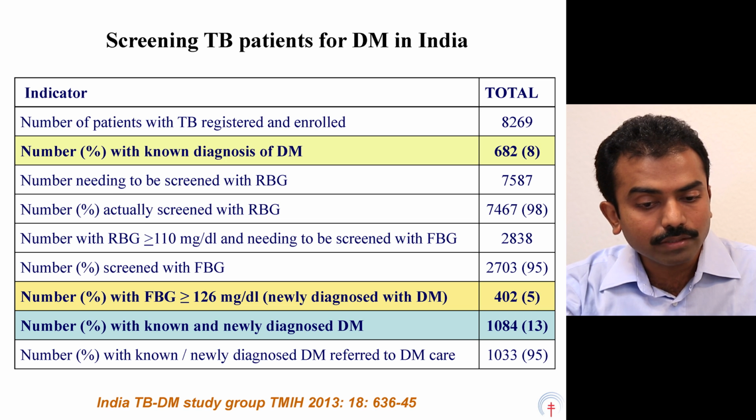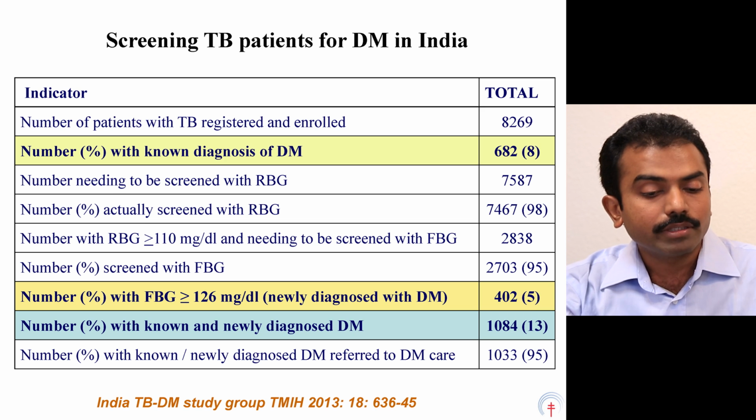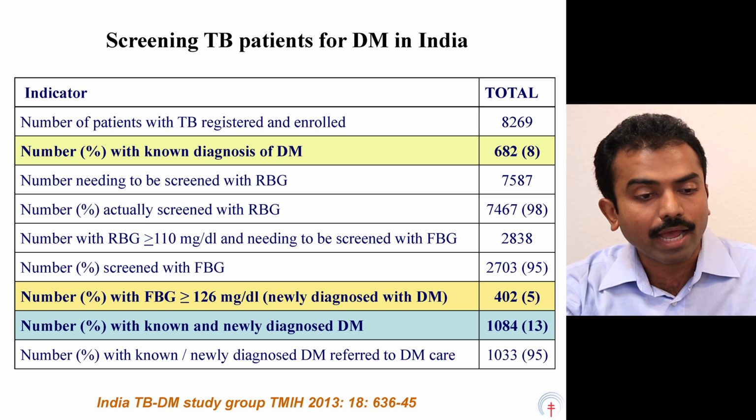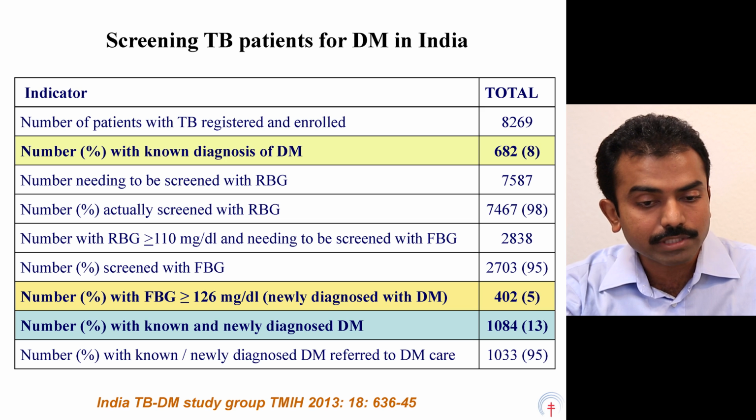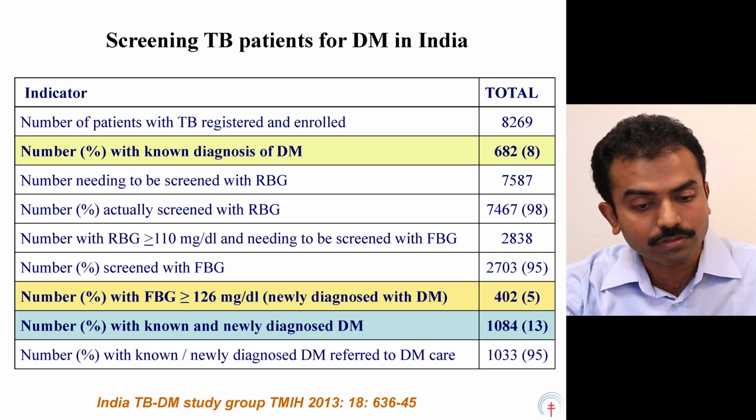Now, there are two key things to take away from this. Number one, I think there was a high acceptability of testing. 98% getting screened with RBG and 95% getting screened with FBG. So there was a high acceptability. Number two, there was a high prevalence of diabetes mellitus. Nearly 13% had diabetes and 5% were actually newly diagnosed by this screening effort.